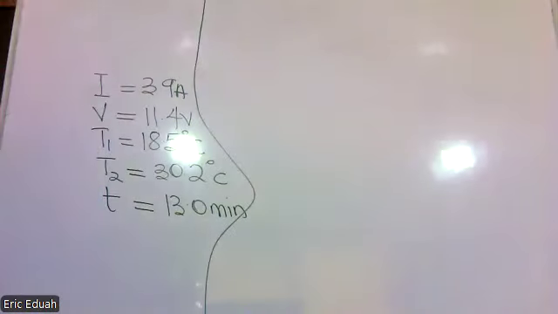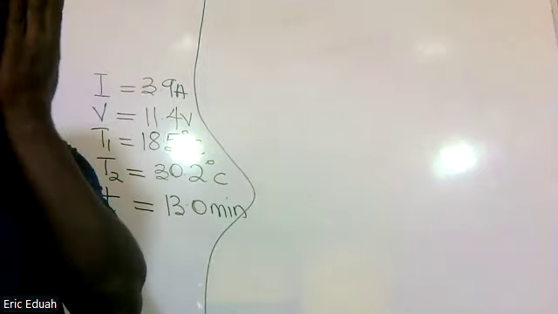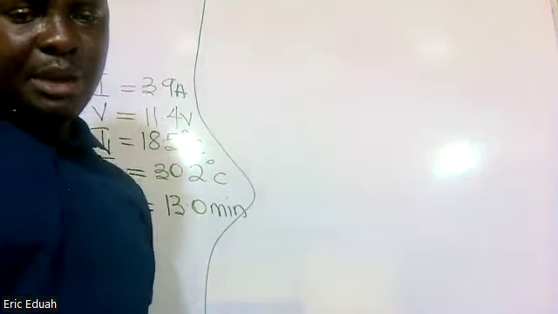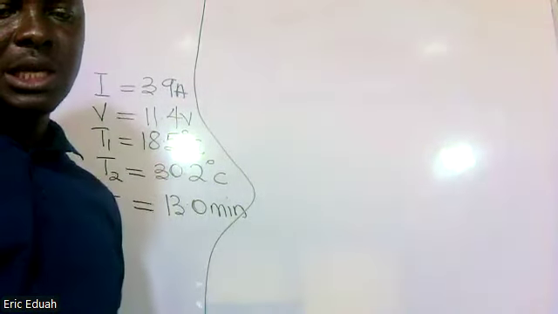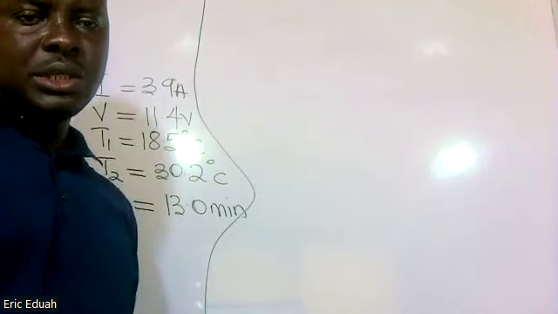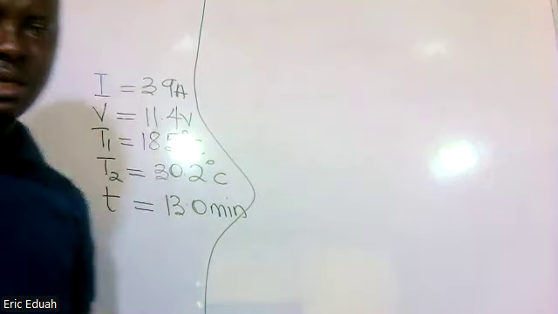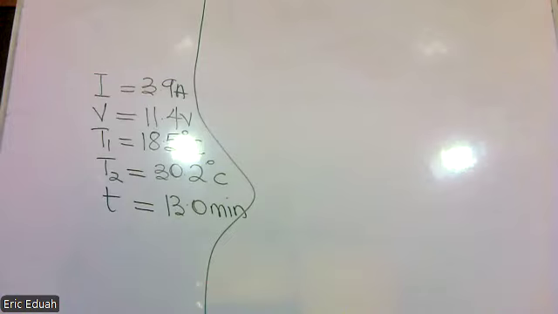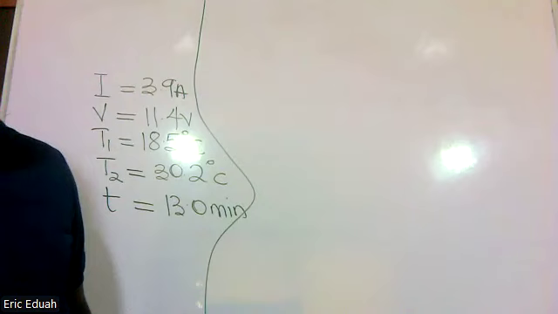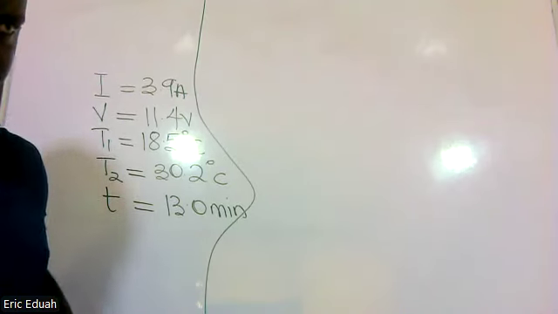So clearly, the student tried to use the electrical method in determining the specific heat capacity of water. Here, a certain volume of water is heated using an electric heater in a vessel.